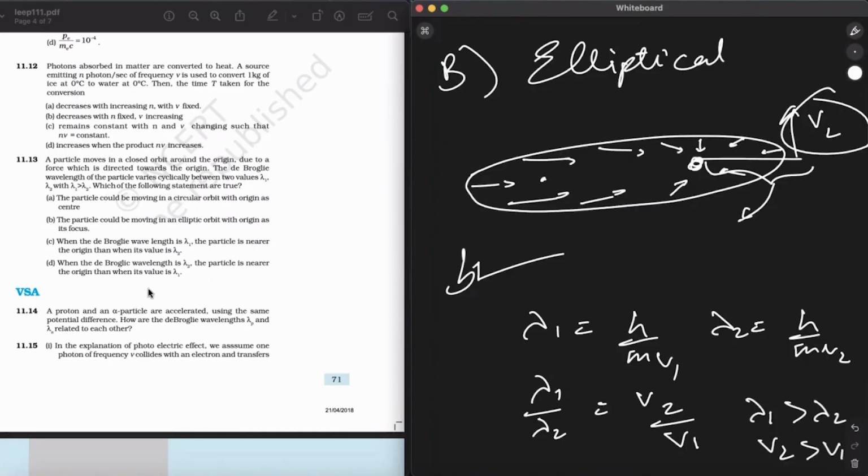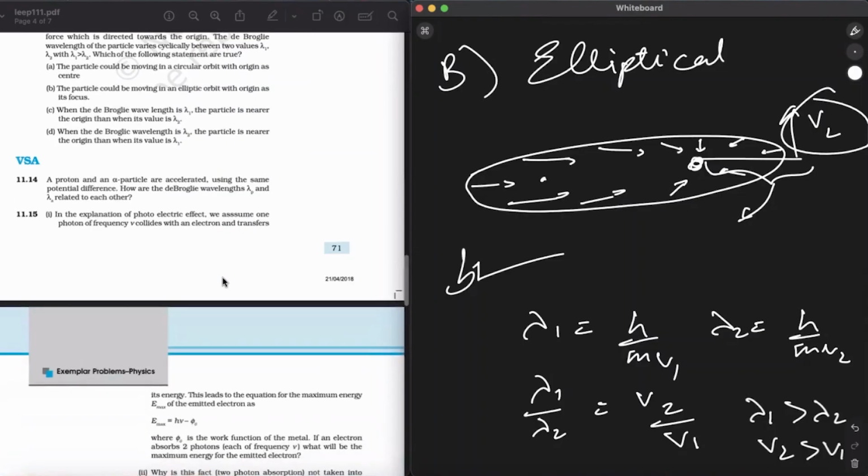Is another option correct or what? When the de-Broglie wavelength is lambda 2, the particle is nearer to the origin. Yes, it is correct, because lambda 2 is less than lambda 1. That means wherever the velocity will be greater, that will be the point where lambda 2 is occurring. So option D is also correct.